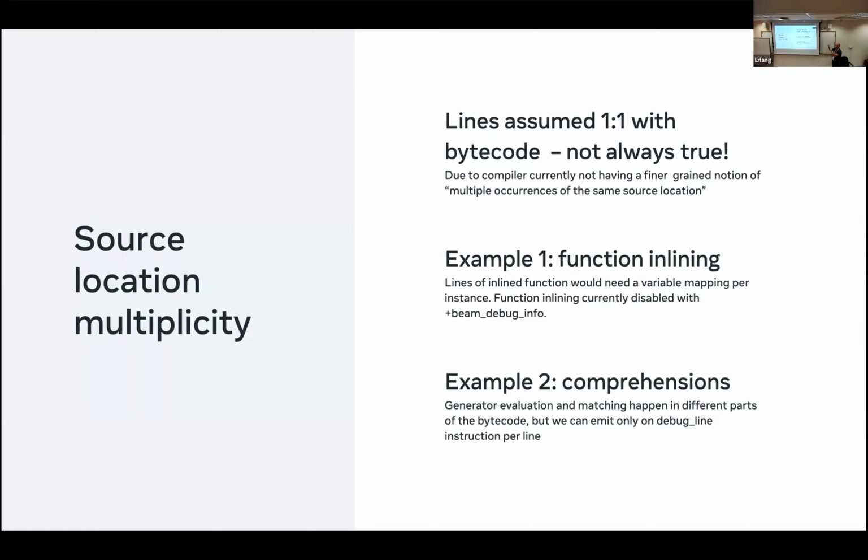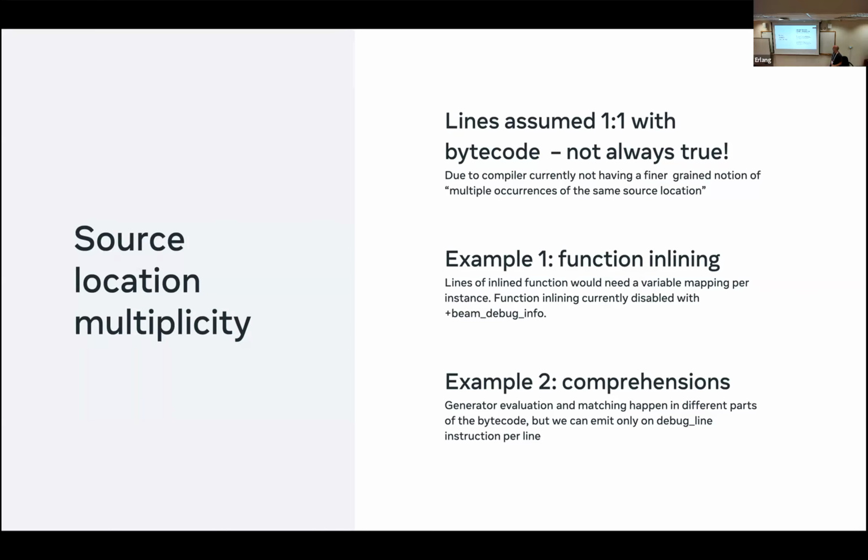Like if you look at line 42 of a function that gets inlined multiple times, well, line 42 will end up in multiple places, and the context in each place is going to be different. Where the variables are going to be located, it's going to be different. So how do we support this? Well, right now we can't. So no function inlining when compiling in debug mode.